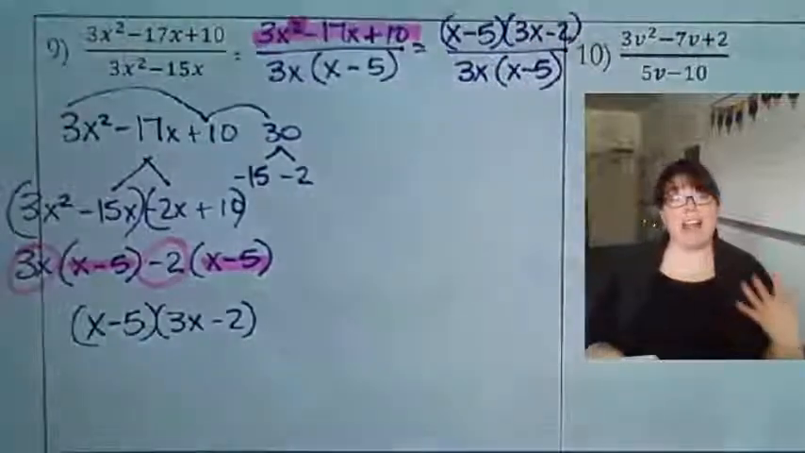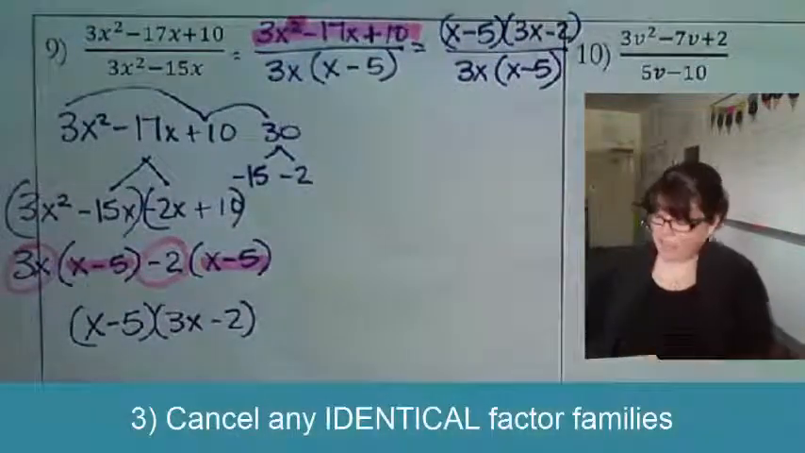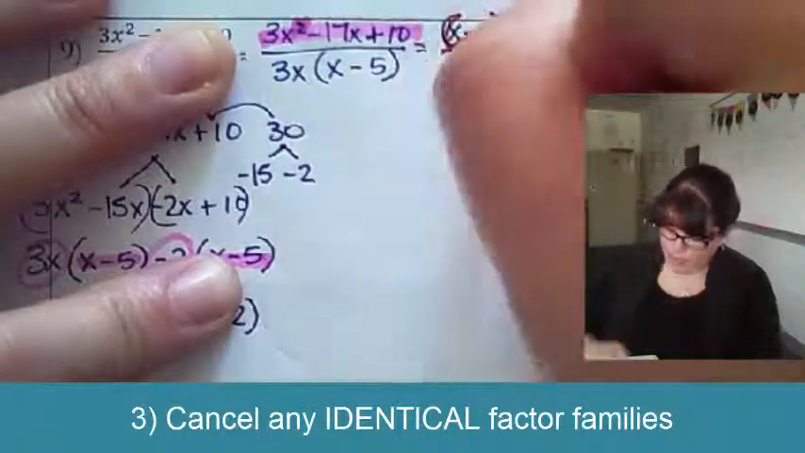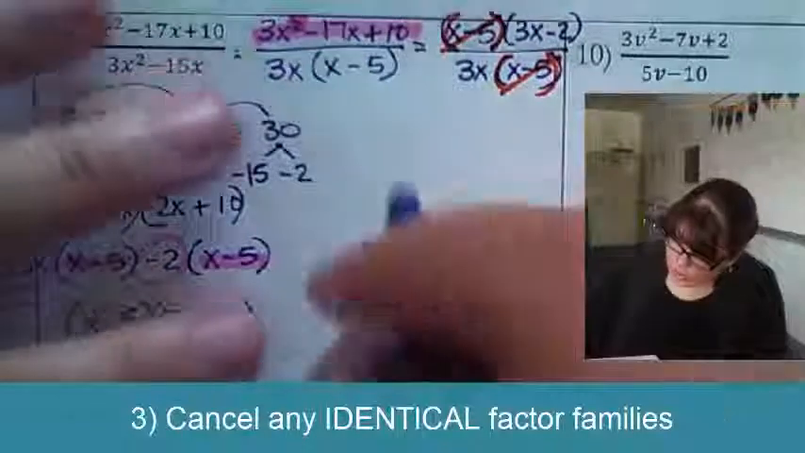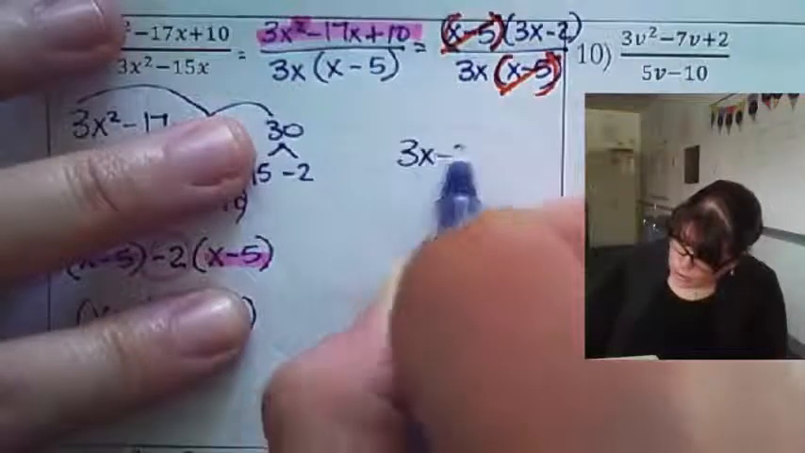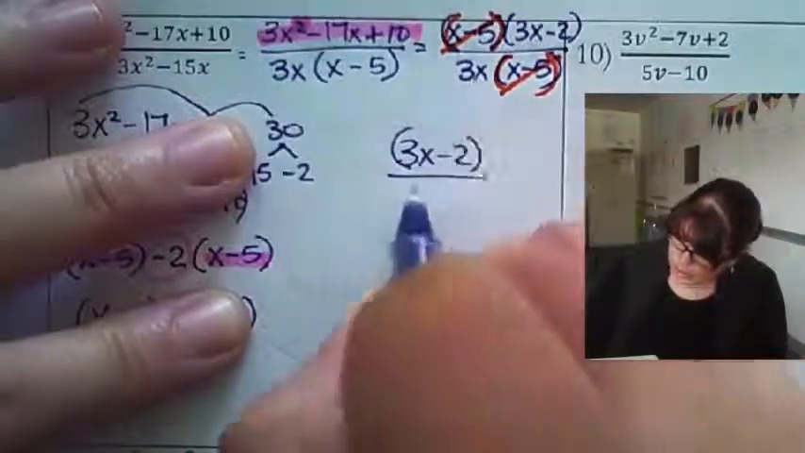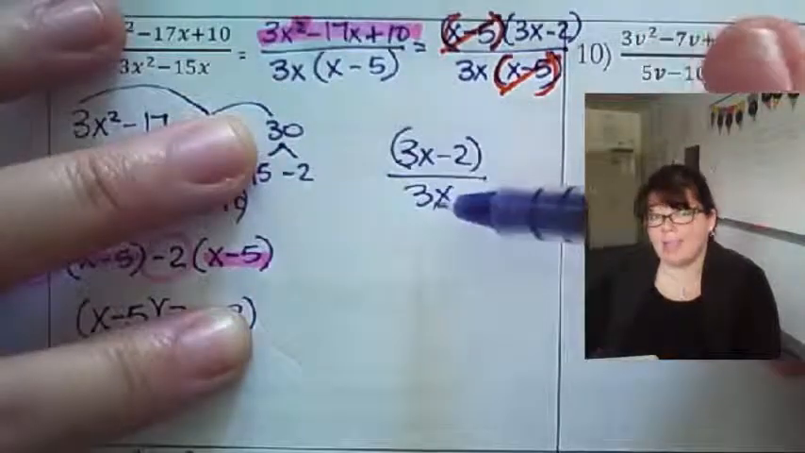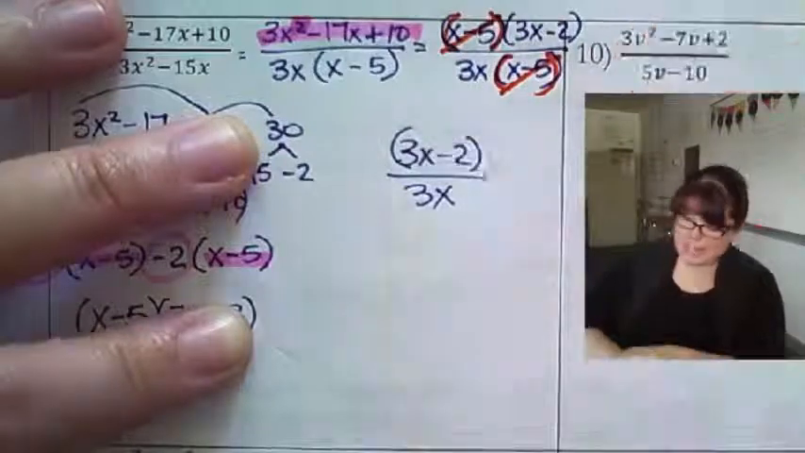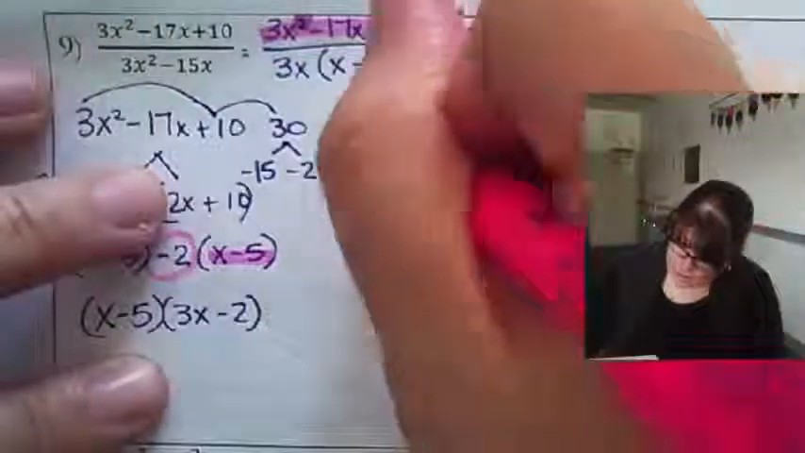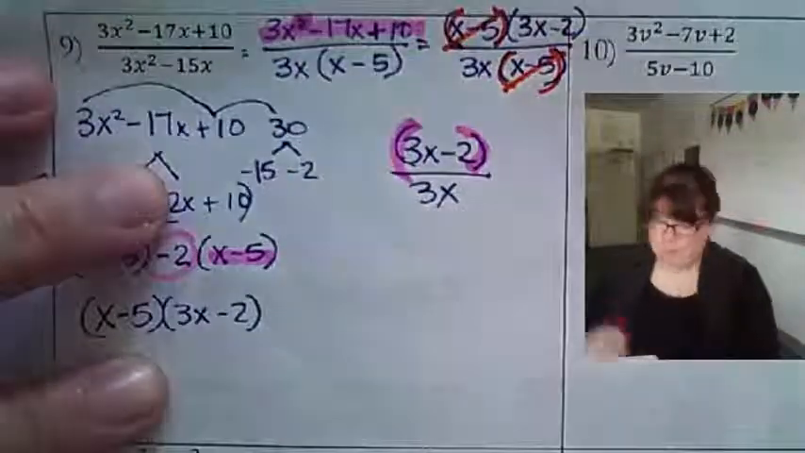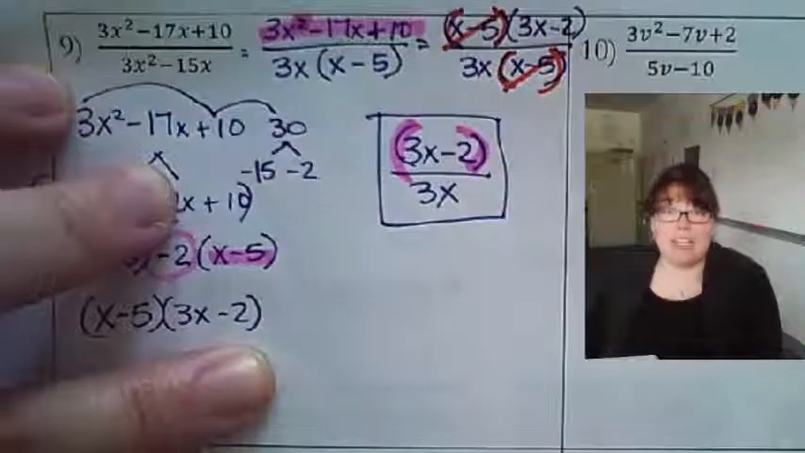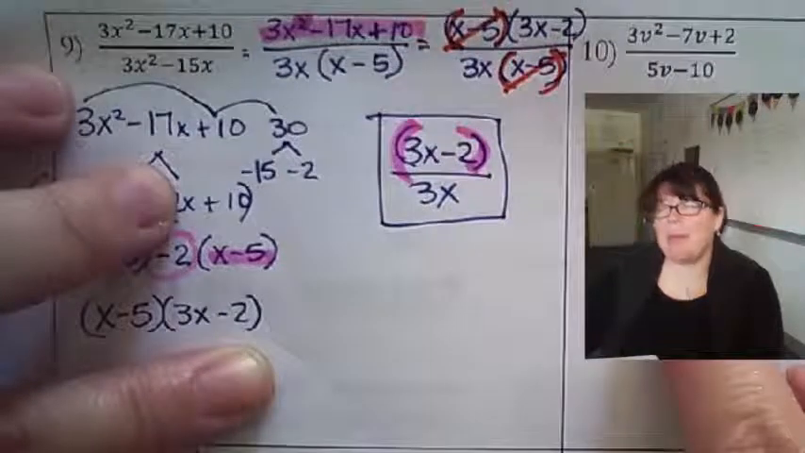Now I'm going to look for any identical factor families that I can cancel. And I see one right here. Cancel, cancel. I don't have any other identicals, so I'm left with 3x minus 2 in the numerator and just 3x in the denominator. And again, I cannot cancel this 3x and 3x because this one up top is safe inside a factor family, and we don't want to rip up that family. So we're going to leave him alone. Why don't you pause the video, see if you can tackle number 10. Come on back when you think you've got it.